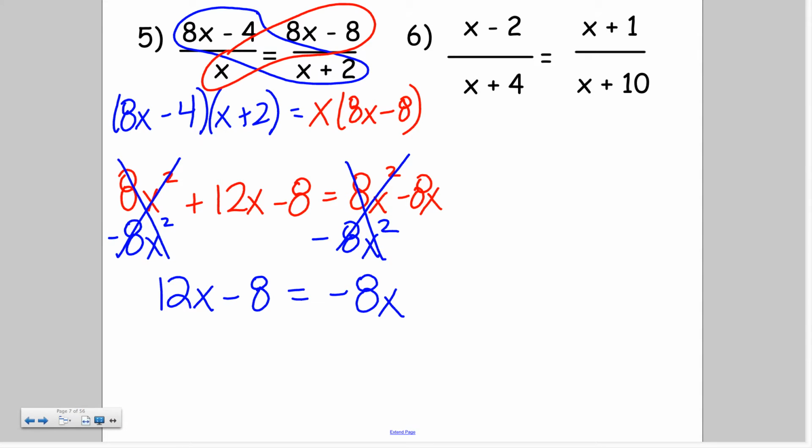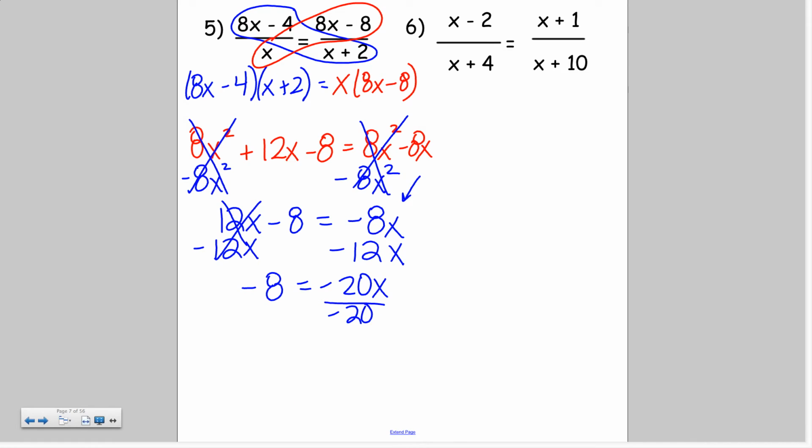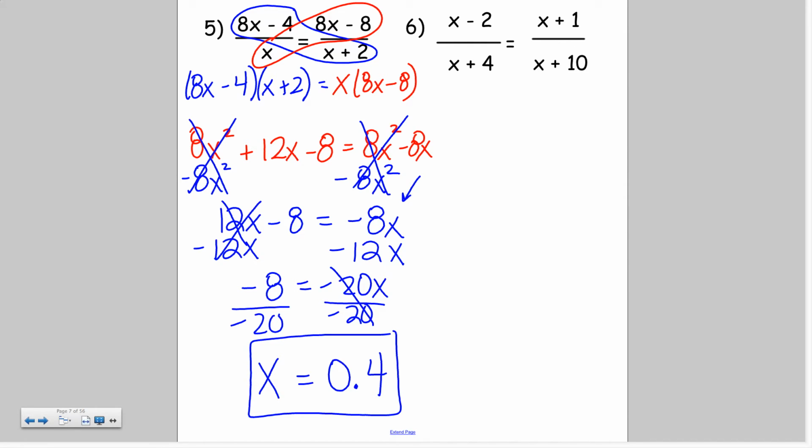So because I've got an x on this side, I'm going to move that 12x over to cut down on steps. Alright, so last thing I want to do is divide by that -20. And x is equal to 0. Alright, you try number 6. Pause it, try number 6.